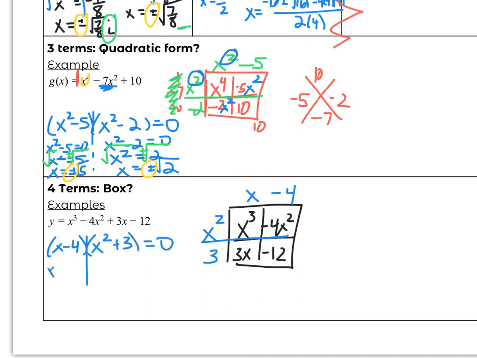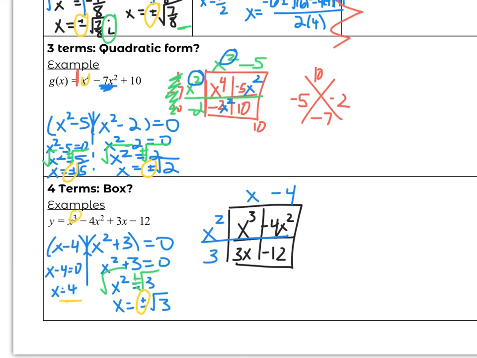Split it up. X minus 4 equals 0. X squared plus 3 equals 0. So x equals 4. X squared equals 3. Square root of both sides. Don't forget your plus and minus. X equals plus or minus the square root of 3. I have one solution plus another 2 solutions, which gives me 3, matching the cubed.